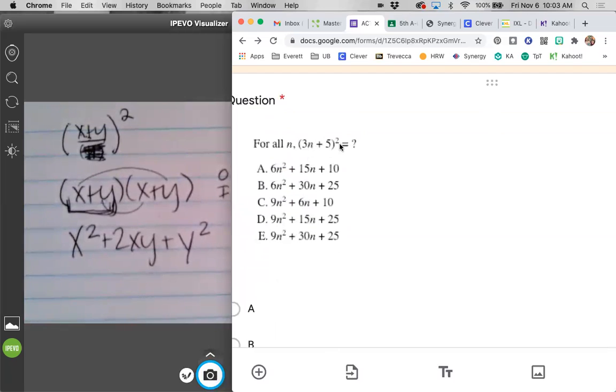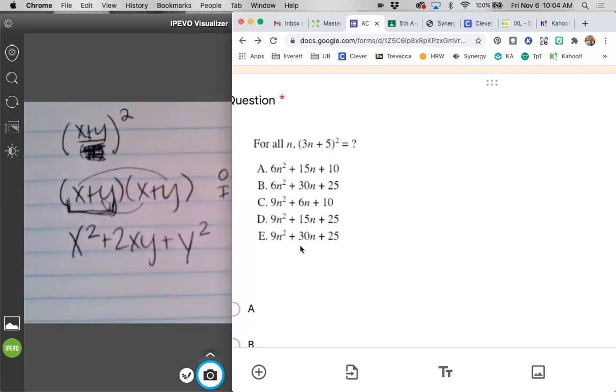Okay, here's another one of those where you square it. So because I'm knowing the pattern and I'm fairly decent with it, let's just check it without writing it down if we can. 3n, and we're going to square both of those. So it's going to be 9n squared in the front. It means A is out and B is out. 5 squared is the back. 5 squared is 25. So C is out. So it's just between 15n and 30n in the middle. I'm going to multiply these 2 together and then double it. So 3 times 5 is 15, and then double it to 30. So E.